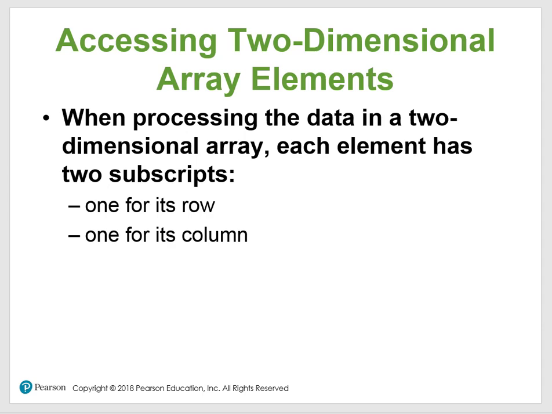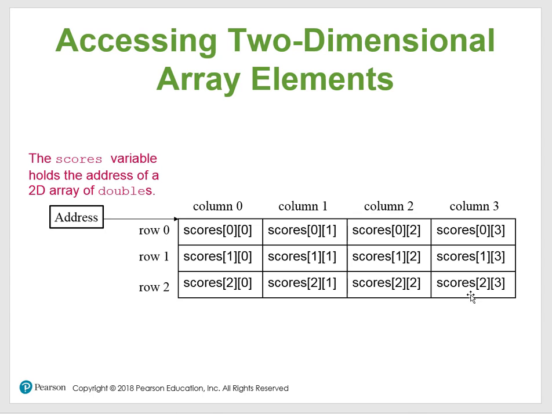When you process the data for a two-dimensional array, there are two subscripts: one is for the row, one is for the column. This is how it is laid out here. There is a test question I ask to make sure you know the number of columns: if I say score 2, how many columns do I have? 4 columns. And you have 3 rows. So it's always one less, is my point.